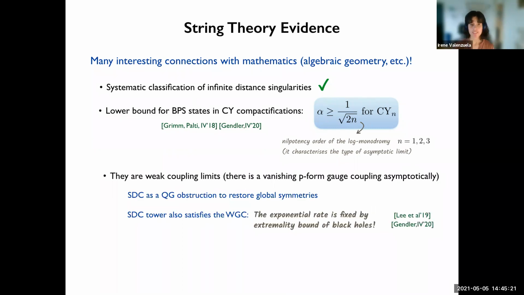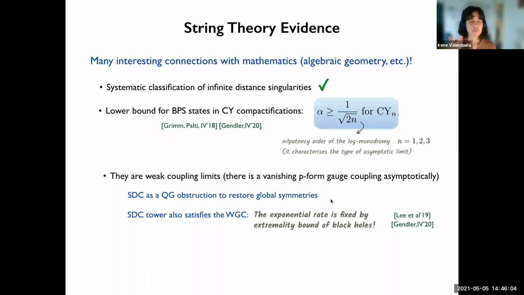Now, we have also learned that it could be just a matter of these setups with 8 supercharges, but all these infinite distance limits are always weak coupling limits, in the sense that you also have some p-form gauge coupling that vanishes asymptotically. So you have the discrete symmetry, but you also have these p-form gauge symmetries. And then the tower of the distance conjecture is also satisfying the weak gravity conjecture. So all the evidence that I'm showing you here is not only for the distance conjecture, but also for the weak gravity conjecture. Because you can check that the tower satisfies the weak gravity.